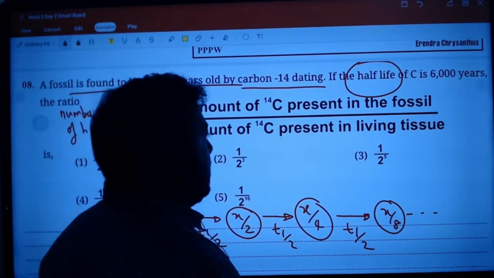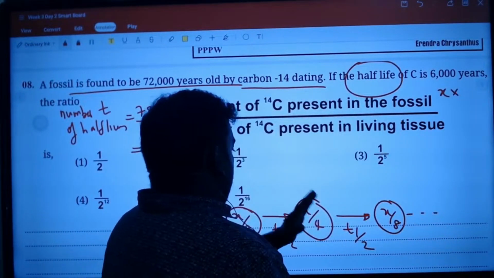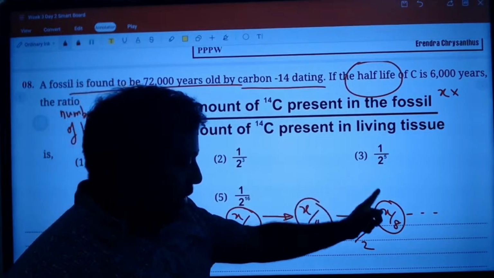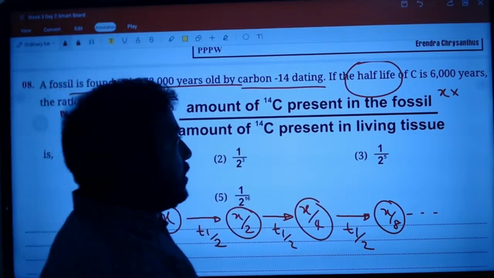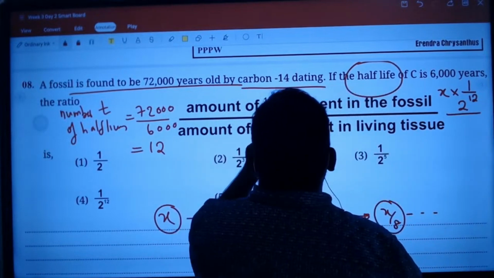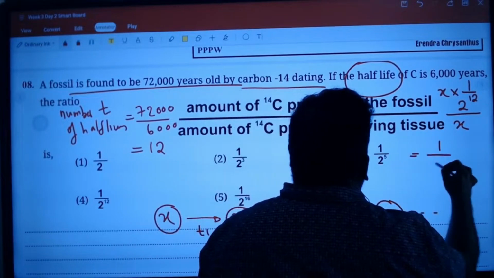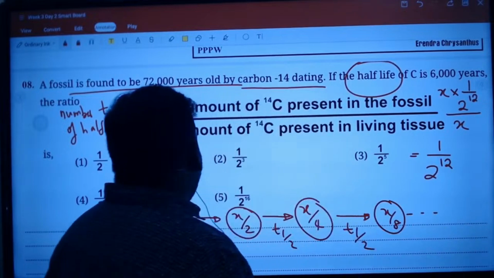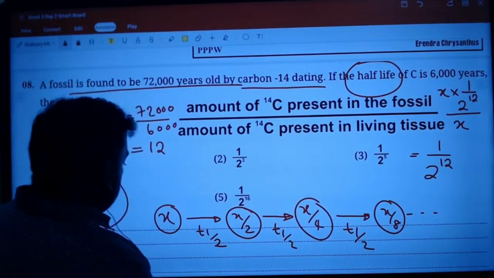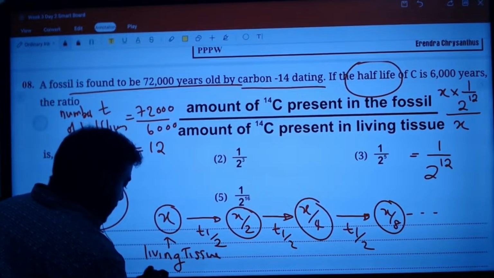Amount of carbon present in the fossil will be X times half, half, half, half. After one half-life, second half-life, third half-life. How many half-lives are there? 12 half-lives. 1 over 2 to the power 12. Amount of carbon present in living tissue means initially. This ratio is going to be 1 over 2 to the power 12. Answer number 4. So this is your living tissue. Number of nuclei.